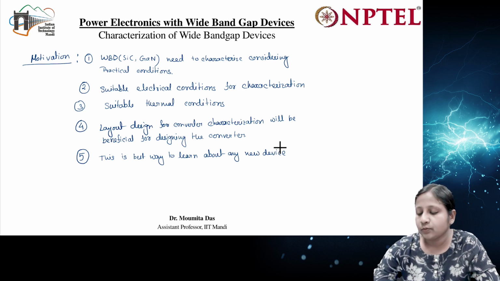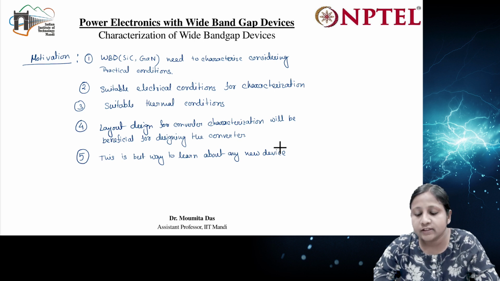So these are the different motivations for characterizing wide bandgap devices. Now this motivation also exists for silicon devices, because when silicon devices came in the market, that was also new. So probably people have spent a lot of time to learn about those devices. So then why do we have to reconsider these points again? Basically the difference between silicon and the wide bandgap devices makes learning about these new devices more challenging than that of the silicon device.